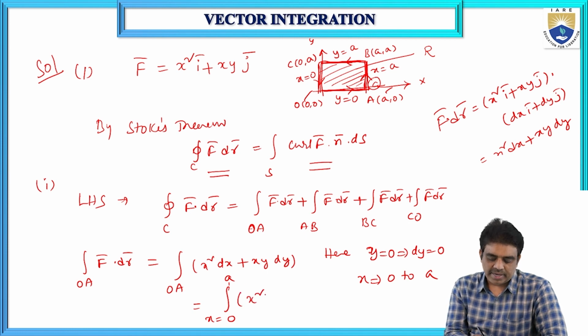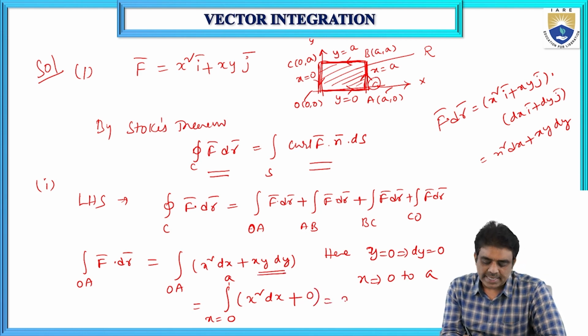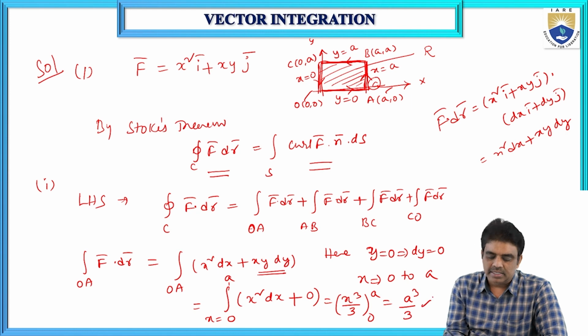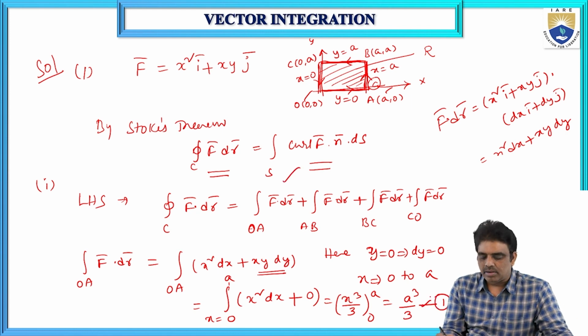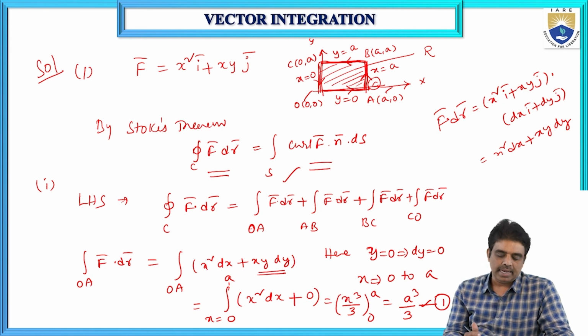So x square dx you put as it is. And the second term, x into y, where y is 0 and dy is 0, the entire term is 0. So what is the integration? x cube by 3 between 0 and a. That is a cube by 3. That is the first integral. The first integral is a cube by 3. Call this equation number 1. I hope this is clear.